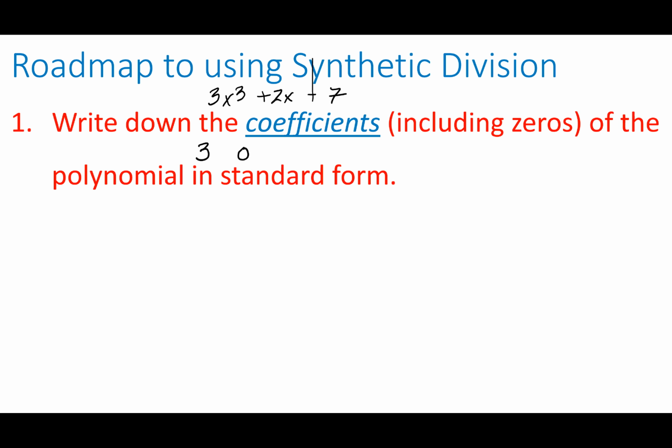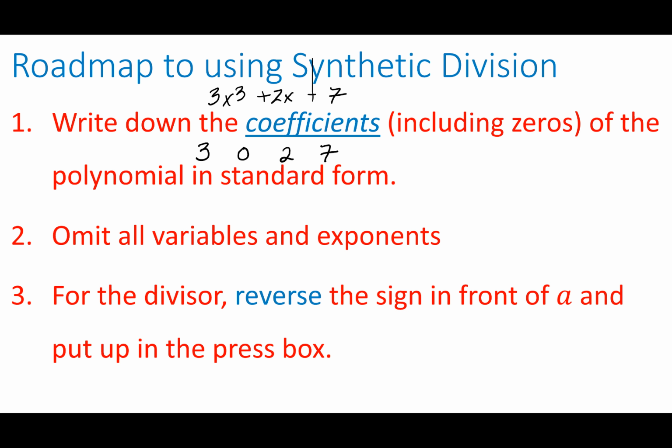Again, I'm only working with those coefficients of the polynomial in standard form. This is not one number, 3027. They're separate numbers: 3, 0, 2, and 7. I'm going to omit all variables and exponents. And this is probably the biggest thing that we have to focus on when doing synthetic division. For the divisor, again, that divisor is that piece here on the outside. For the divisor, reverse the sign in front of a and put it up in the box. I'll show you in a minute what I mean by the box.